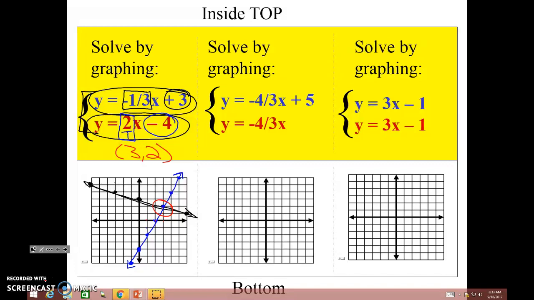Now, what I want you to do is take a second and see if you can solve the second one here that says solve by graphing. y is equal to negative 4/3 x plus 5, and y is equal to negative 4/3 x. So go ahead and take a second and see if you can solve that problem now.